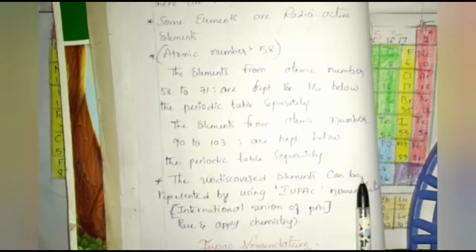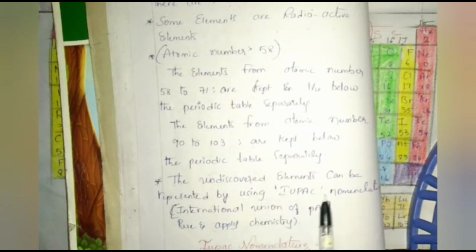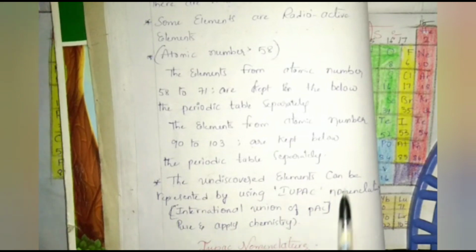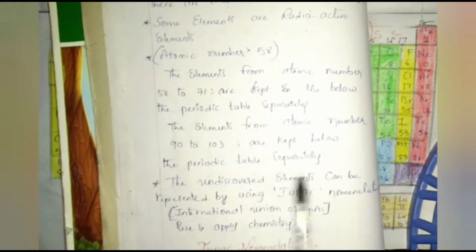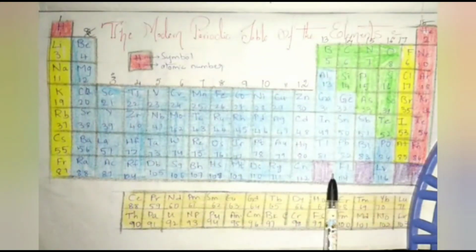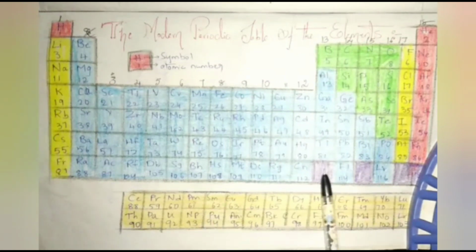The undiscovered elements can be represented by using IUPAC nomenclature, International Union of Pure and Applied Chemistry, in which the undiscovered elements, that means this group, there are some blanks. This means for newly discovered elements, they are given space.